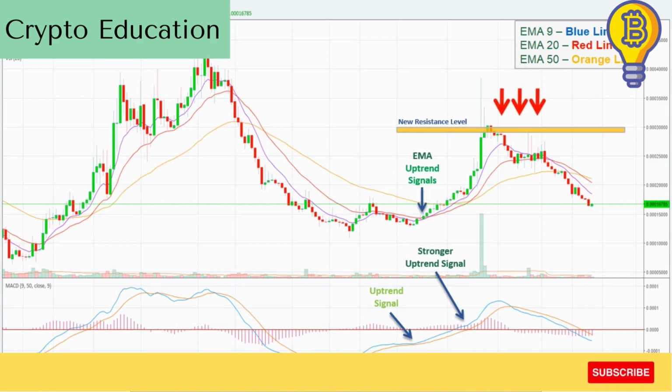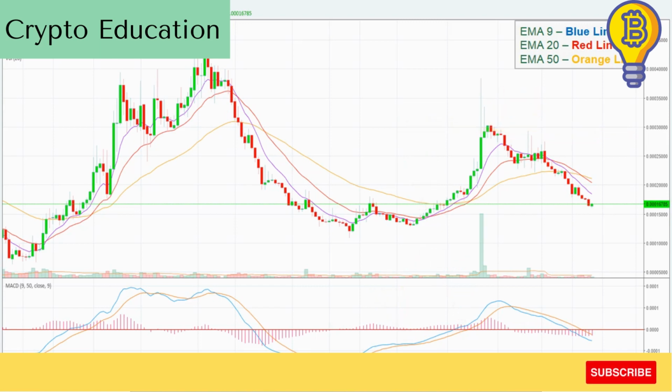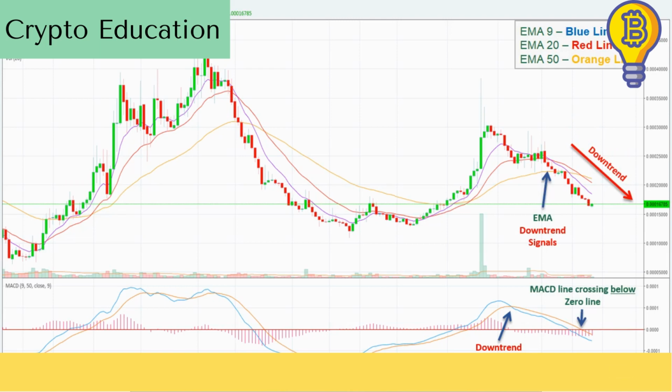So what I would do in this case is to wait for several days to see if the price could break up through that resistance. If it couldn't, it was likely that the trend was going to reverse. We had a stronger trend reversal signal when the MACD line crossed below the signal line here, and we could confirm that this was a strong downtrend when the EMA 9 crossed below the EMA 20 and the MACD line crossed below the zero line here.